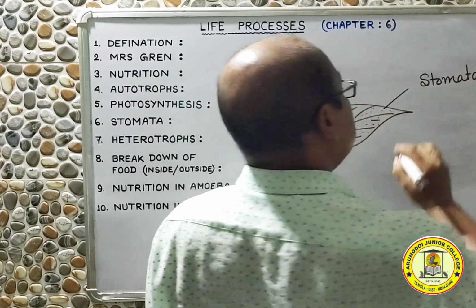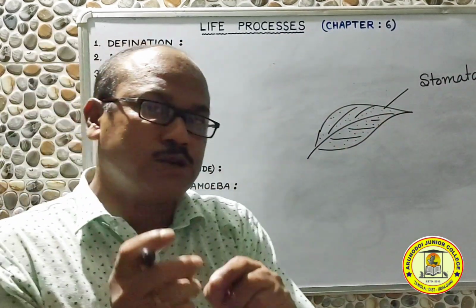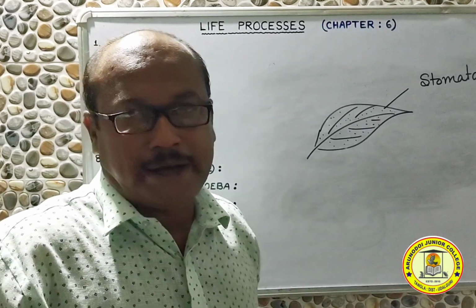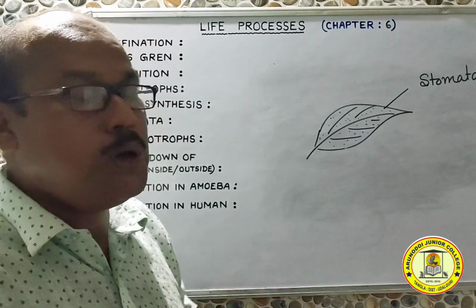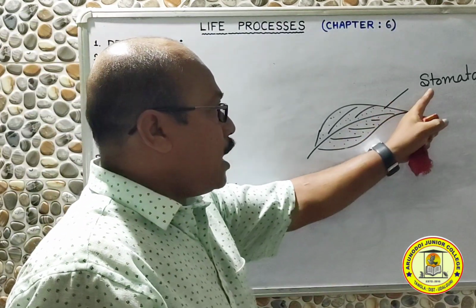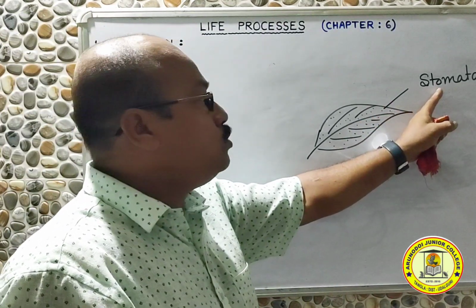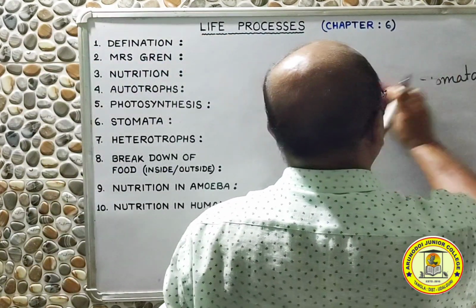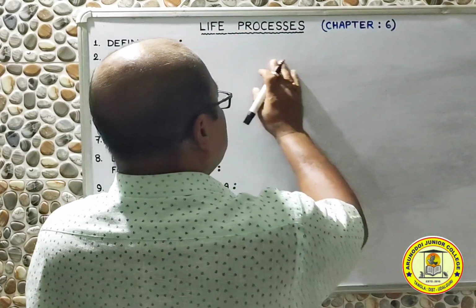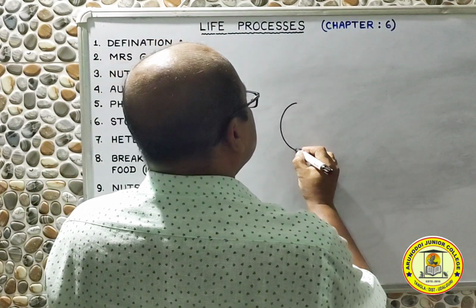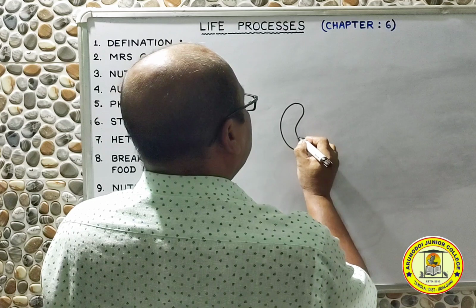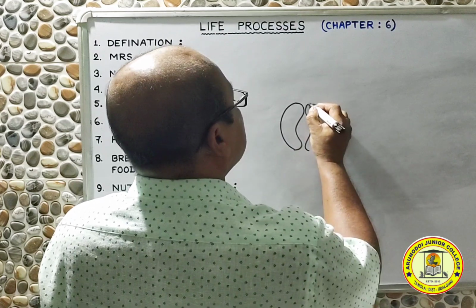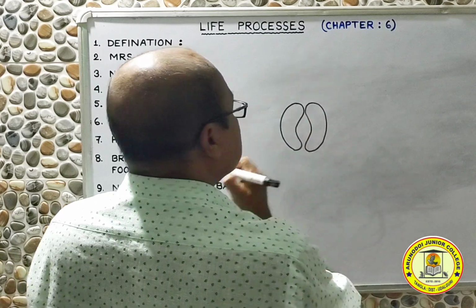The stomata are actually openings, and they are microscopic. They are invisible to our naked eyes. We need microscopes to observe them. So how do the stomata look under a microscope? Let us see the structure of a stomata. A stomata is made up of some special type of cells. These are some parenchyma cells.